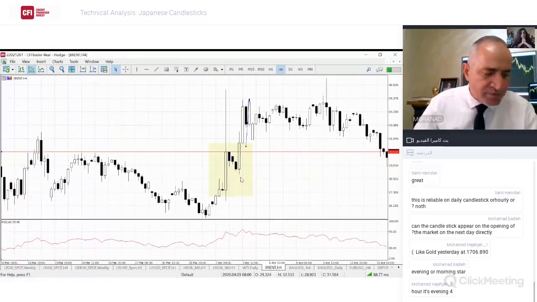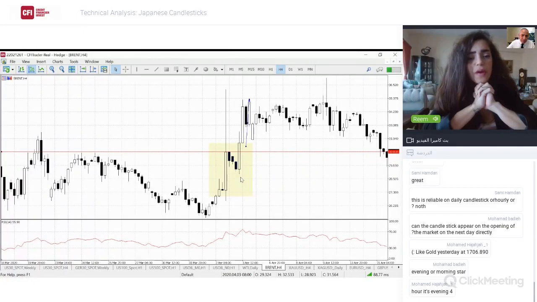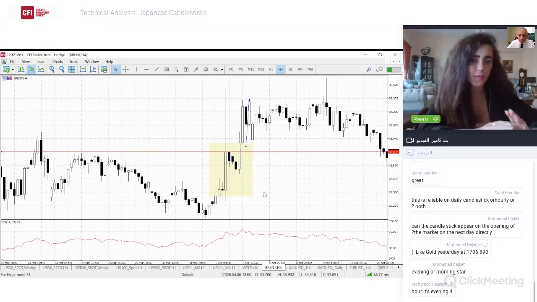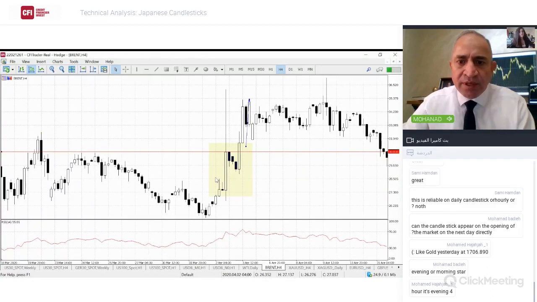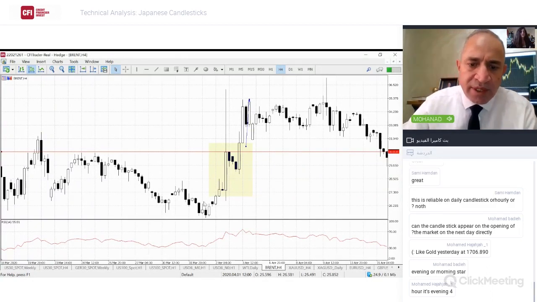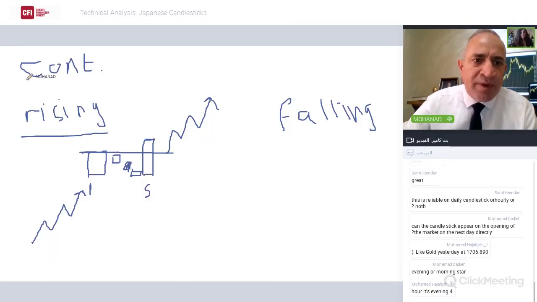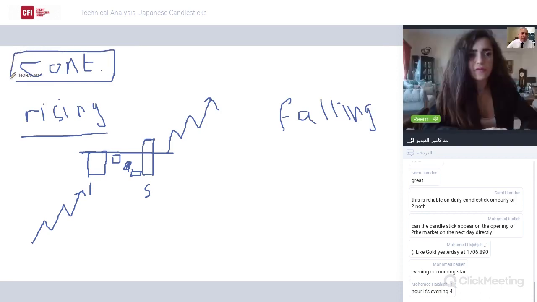Can we apply more than one reversal or continuation pattern in a chart when we make decisions? Or with candlesticks, should we apply the candlestick mentality and then apply different types of indicators? Now, Reem, this is the most reliable candlestick pattern in the chart, the rising and the falling methods. The continuation pattern is the most reliable pattern in the chart.